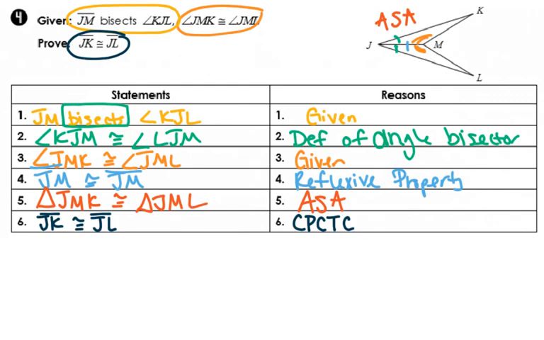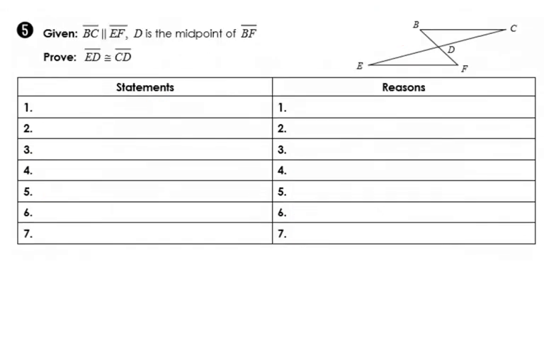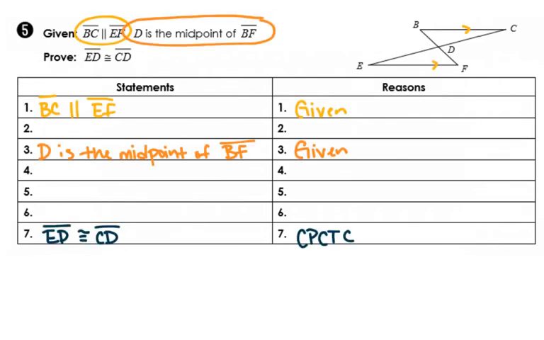Alright, let's do one more. Try as much as you can. This is the hardest one. Got 7 statements, 7 reasons. See what you can do. 1, 2, 3. Alright, so I used the fact that I had parallel lines, so now I need to be looking for a set of angles. So alternate interior, same side interior, and so on. Angle E and angle C are congruent because those are alternate interior angles.